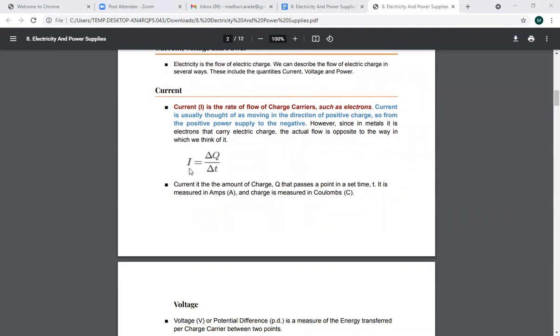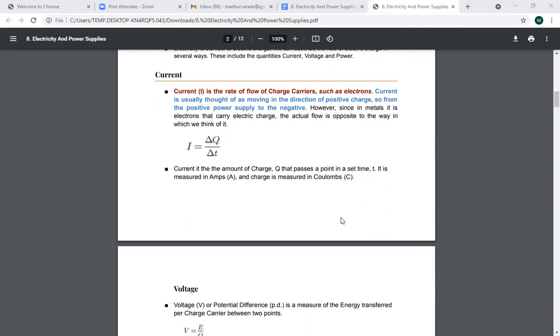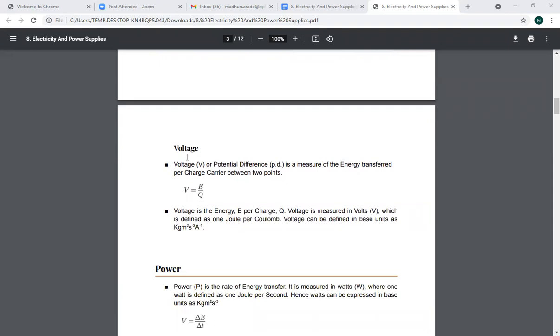Now this current is denoted by I, and its measurement is in amperes. One of its formulas is delta q divided by delta t, where delta t is the time, and q is the charge that passes the point in a certain time throughout that particular medium. The next component is voltage. It is actually the potential difference. It is a measure of energy transfer per charge, and its formula is energy divided by charge q, that is E divided by q. So it defines the difference in energy.